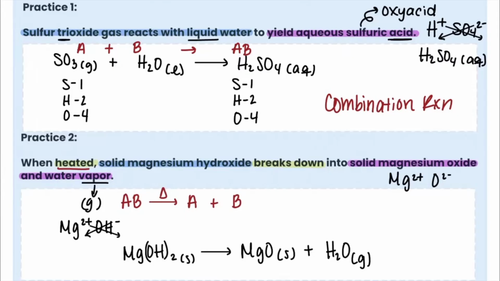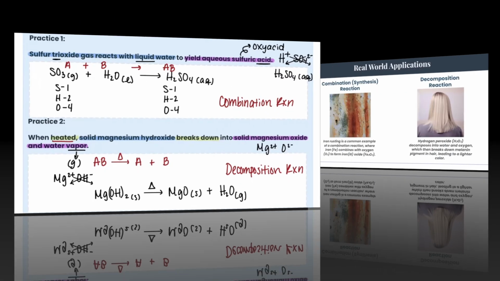And you know what, guys? I think we're good. We have only 1 Mg on the left, 1 Mg on the right, 2 O's on the left, 2 O's on the right, 2 H's on the left, 2 H's on the right. Yep, we're balanced. And you see, since we started with one compound breaking apart, this is clearly a decomposition reaction.